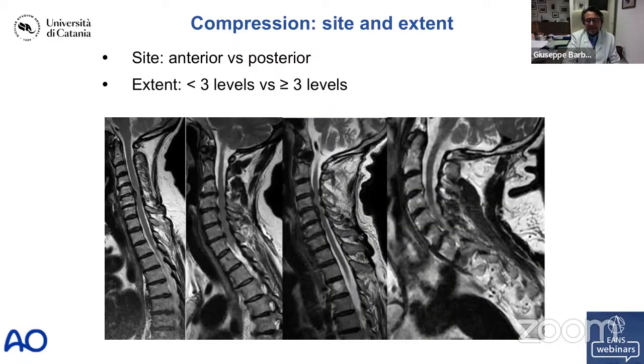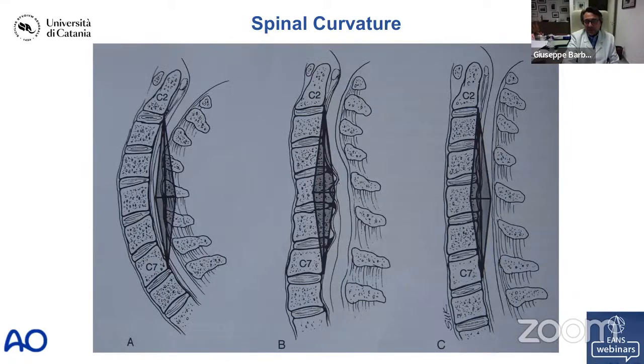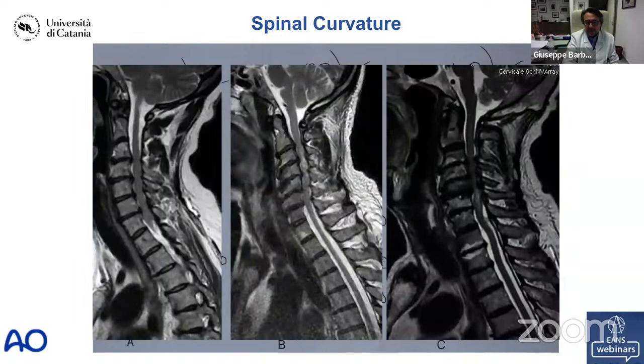So what about the site and extent of compression? Classically, we have been trained to understand if we are dealing with an anterior or a posterior compression, and even more importantly, if the patient has a compression at 1, 2, less than 3 levels, or more than 3 levels. In these cases, decisions might be different. Another element which really deserves attention is the spinal curvature, because Professor Benzel, many years ago, pointed out that the curvature of the cervical spine has a key role in what will happen after surgery.